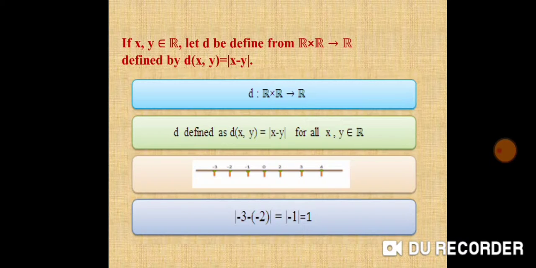Consider d of (minus 3, minus 2). d of (x, y) is modulus of x minus y. So therefore d of (minus 3, minus 2) is modulus of minus 3 minus minus 2. So minus of minus 2 is plus 2. So modulus of minus 3 plus 2 equal to modulus of minus 1. So this is equal to modulus of 1 equal to 1.